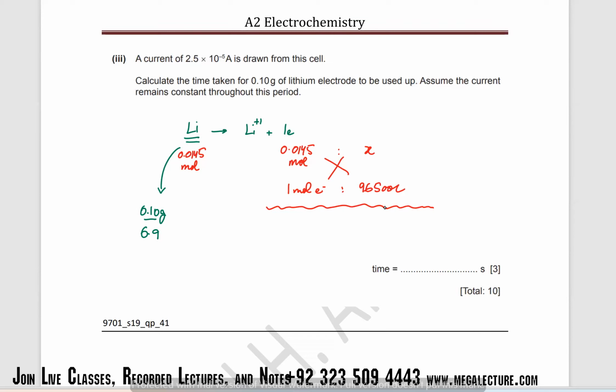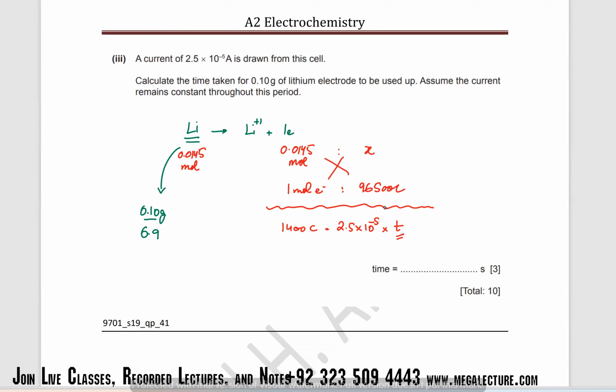So 1,400 coulombs, right? So Q is equal to IT. Charge is equal to current into time, right? So the current is already known. That's 2.5 times 10 power minus 5 amperes. So all you need to know is time. So find out what time is.